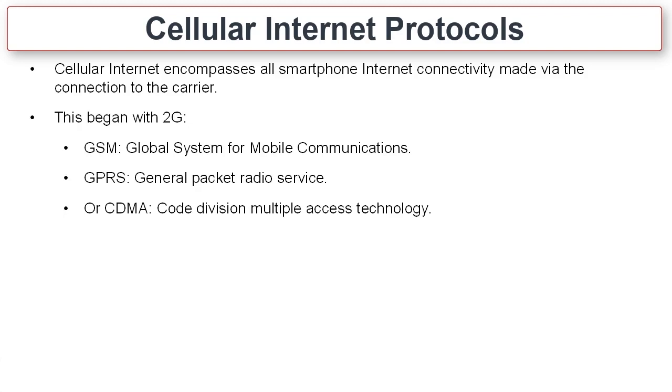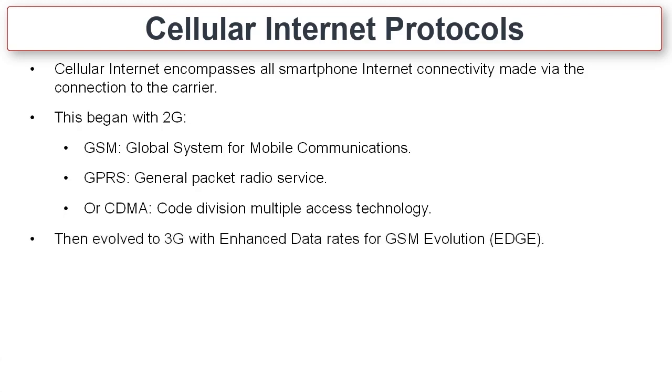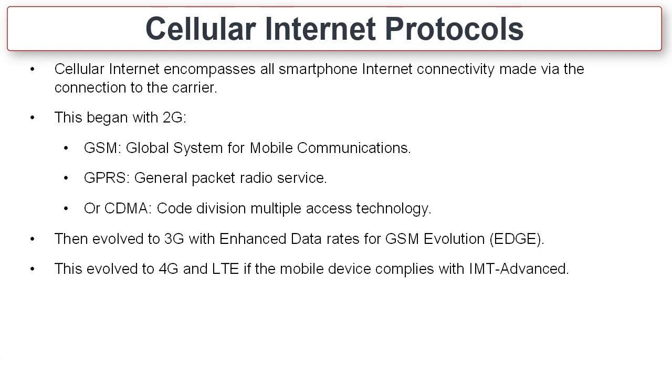But basically, 2G is too slow. If you want to watch video or send photos, 2G is not going to cut it. So there are extensions to these services which are used in most parts of the world now. First of all, 2G evolved into 3G with Enhanced Data Rates for GSM Evolution. That's known as EDGE.